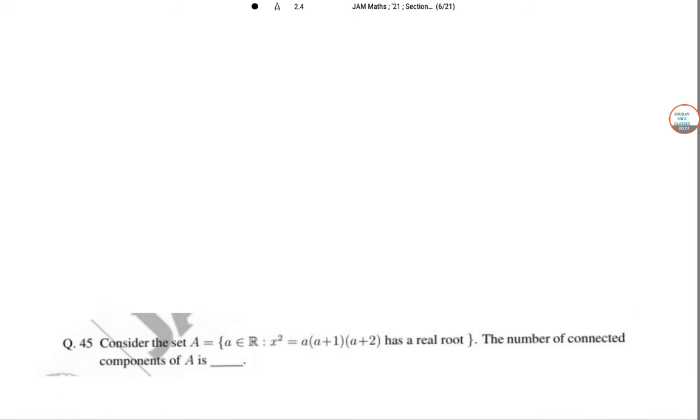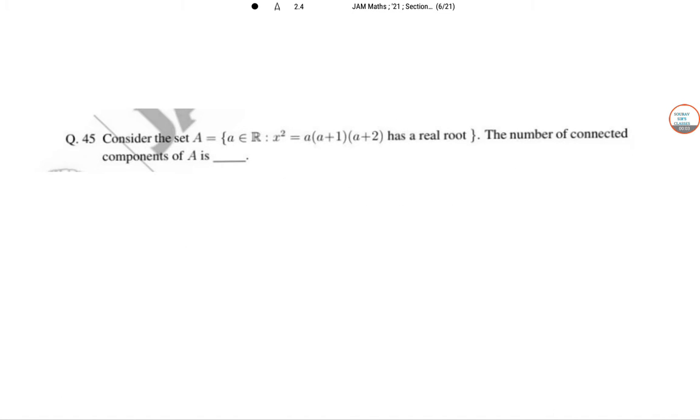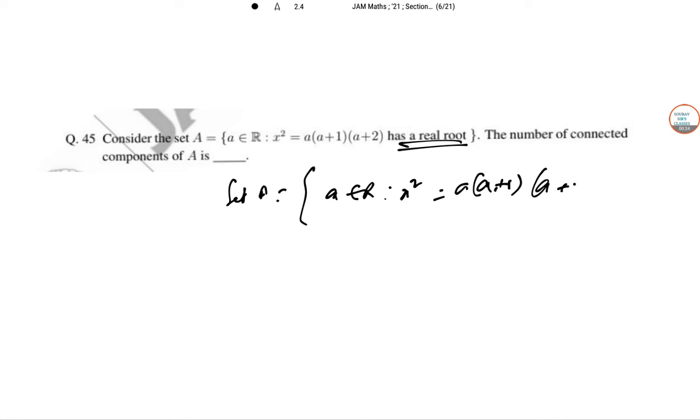Dear students, we come up with this video in a very interesting problem. Consider a set A equal to {a ∈ R : x² = a(a+1)(a+2) has a single real root}. So the number of connected components of A. So A is the set of a belonging to R such that x² = a(a+1)(a+2).